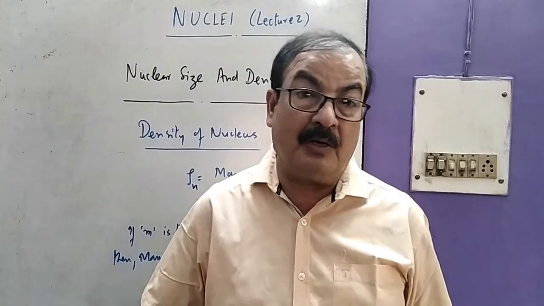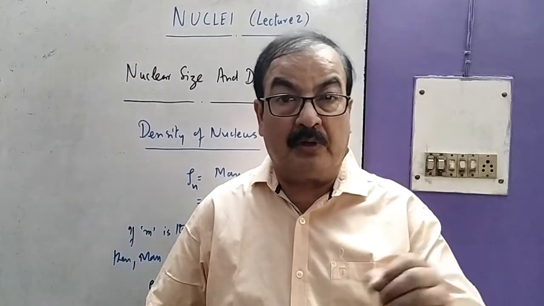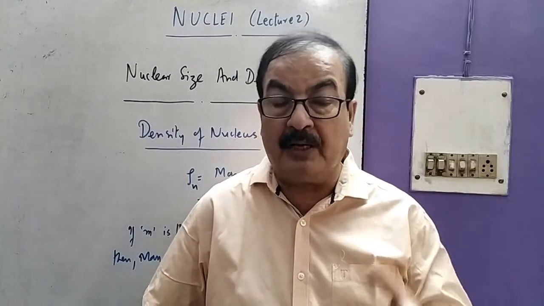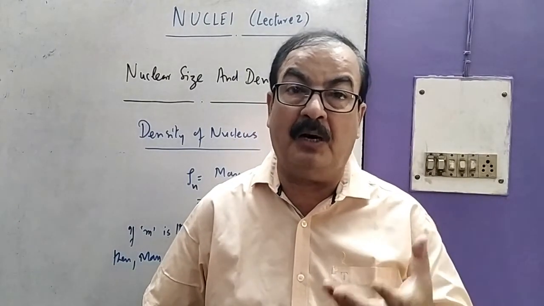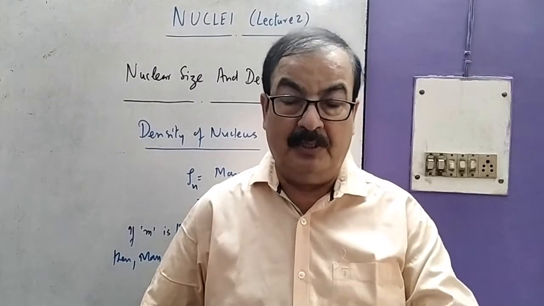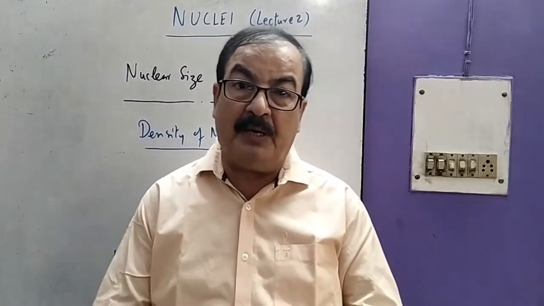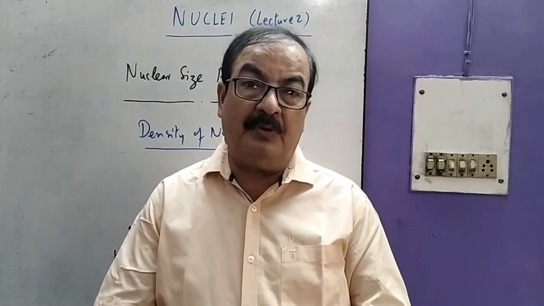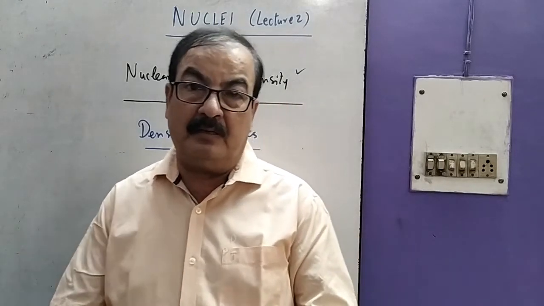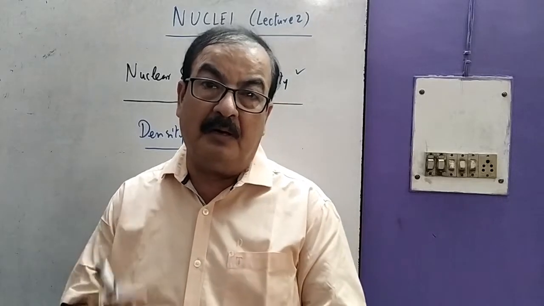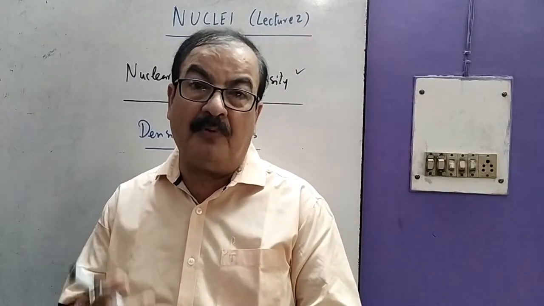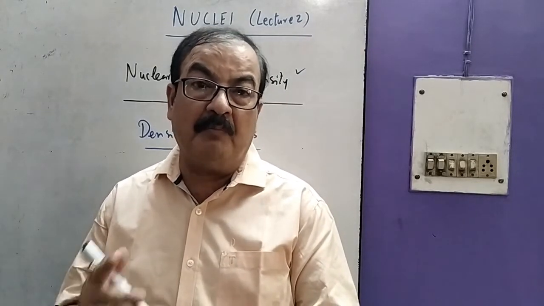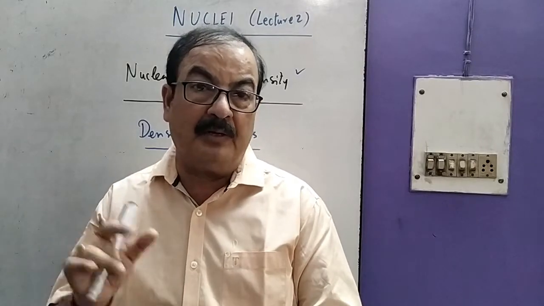If I know the mass of one nucleon and the total number of nucleons, then we can very easily find the total mass of the nucleus. Therefore, I am again repeating, the total mass of the nucleus is the product of the average mass of a nucleon and the mass number of that particular nucleus.